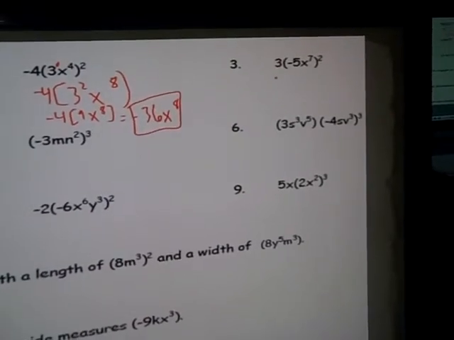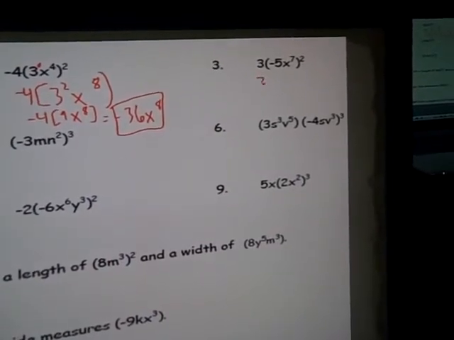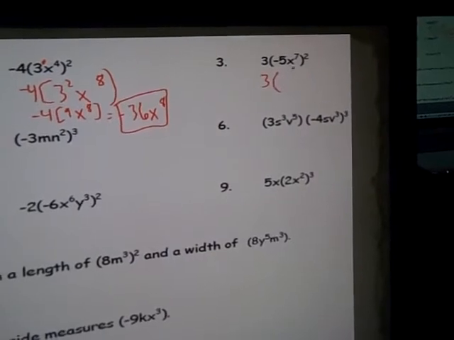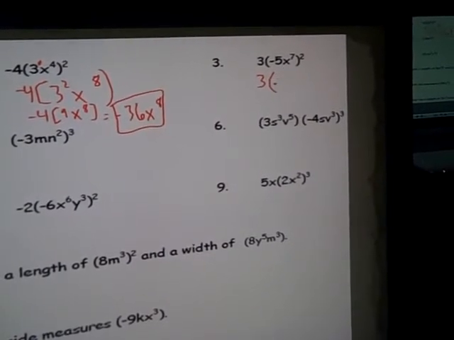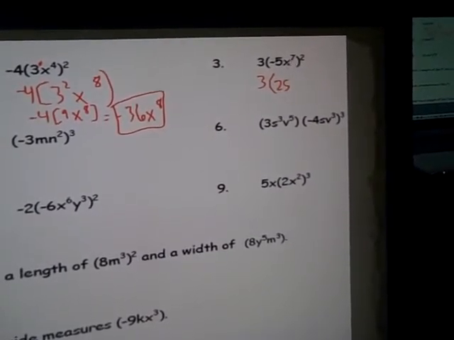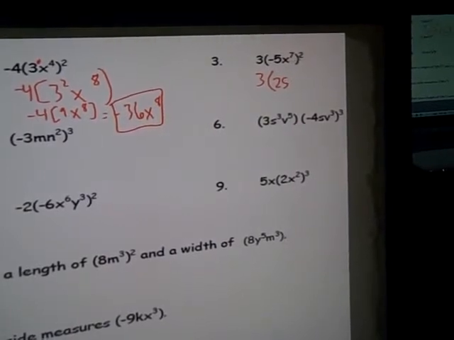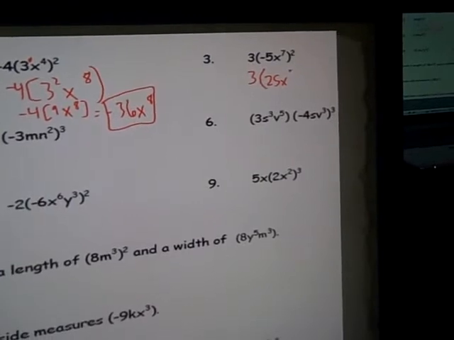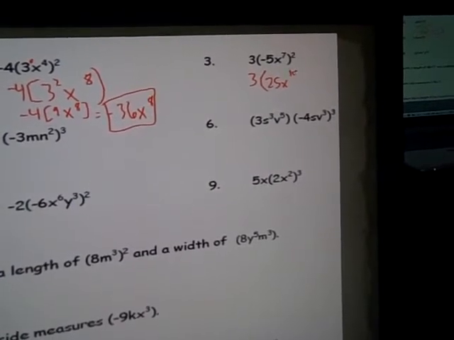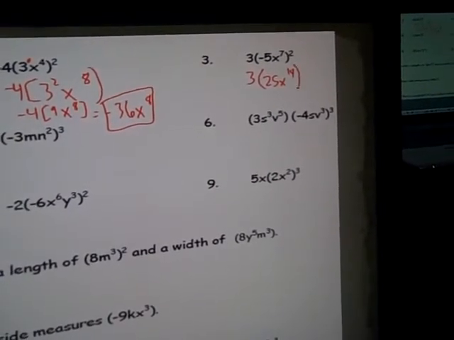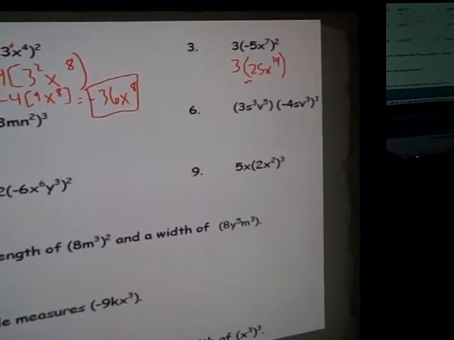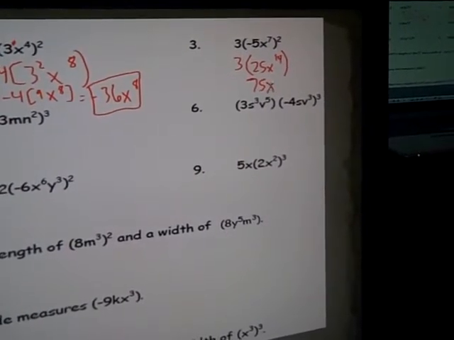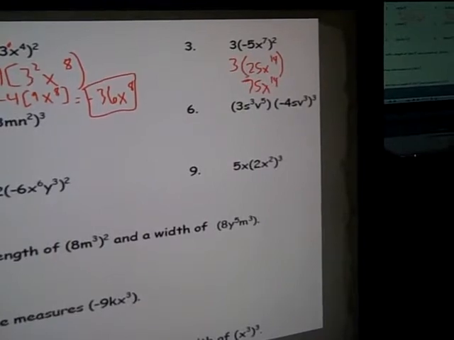Number 3. First leave the 3 alone. Then take negative 5 and square it. That should give us 25. And then take x to the 7th and square that. That is the same as x to the 7 times 2. 7 times 2 is 14. We put x to the 14th. 3 times 25 gives us 75. And we have 75x to the 14th.